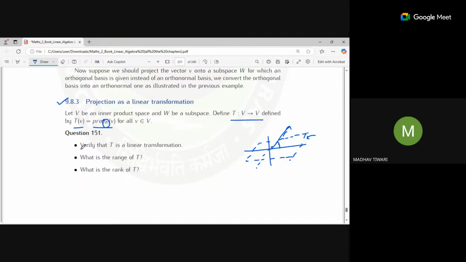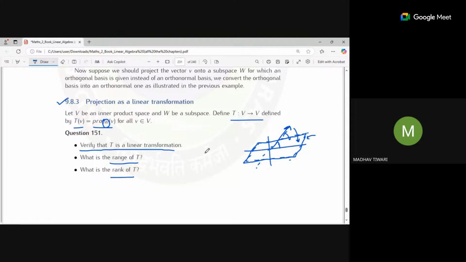It says to verify that T is a linear transformation. Yes, it is a linear transformation because we are going from one vector space to another vector space by some linear combination, so it is allowed. Next, what is the range of T? Every vector here will go to vectors in this subspace, so its range will be equal to the subspace.